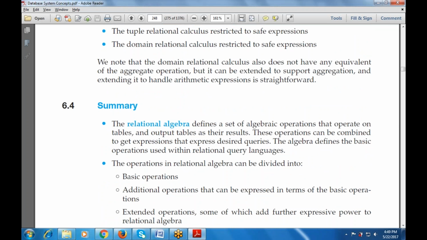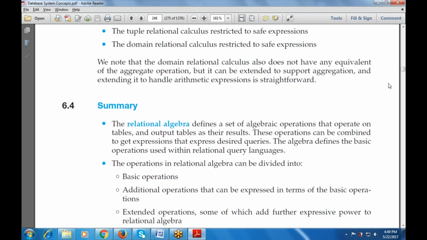Now the next part is a summary of this chapter. We are finished with the domain and the tuple relational calculus in today's class. Relational algebra defines a set of algebraic operations that are used for various combinations of the data, which combine to give the output tables.